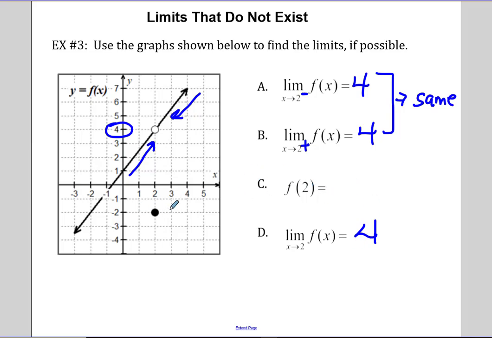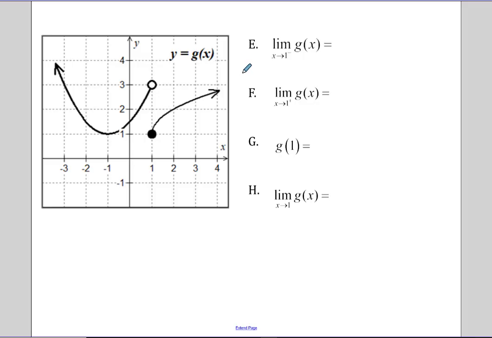But the function value is not 4. The function value is -2. This is the function value. So that's a point discontinuity, a removable discontinuity.